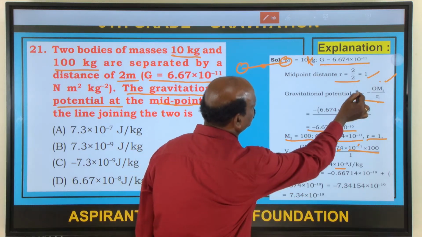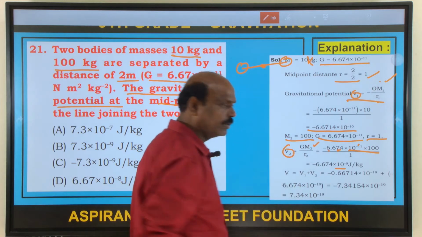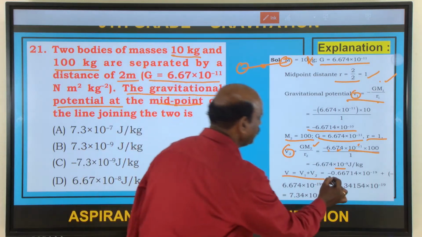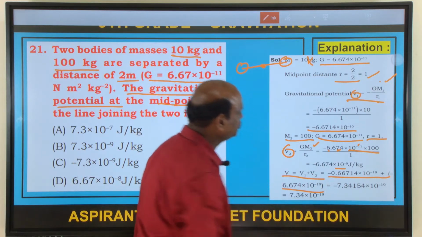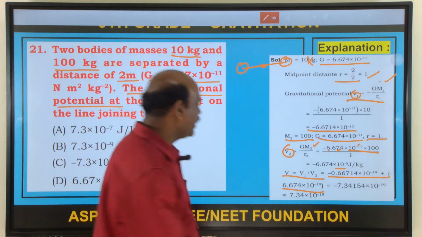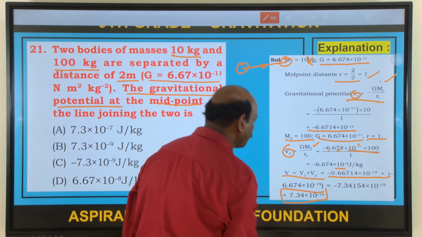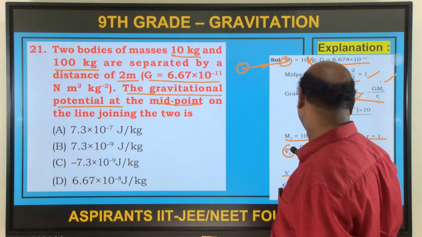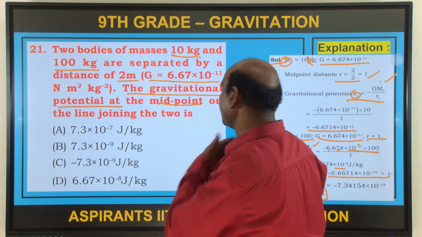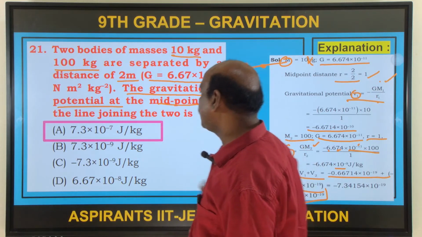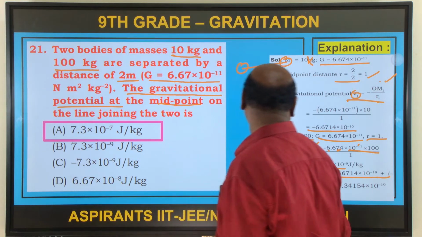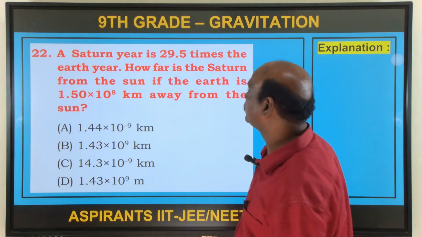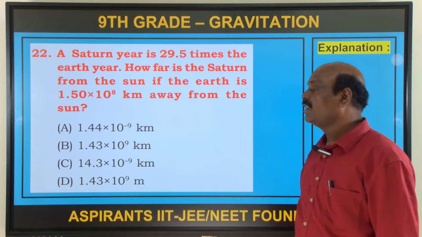So taking these values V1 and V2, V1 plus V2 is equal to both the values that we have taken, and we add them. Finally we get the answer as 7.34 into 10 power minus 19. And if you consider this, you get 7.3 into 10 power 7. Okay. Next.